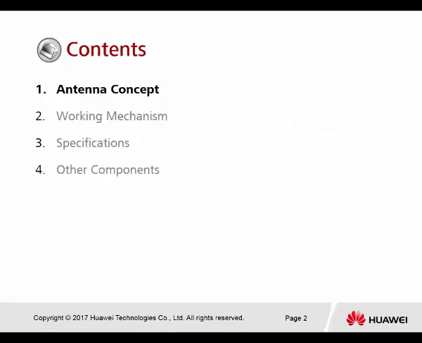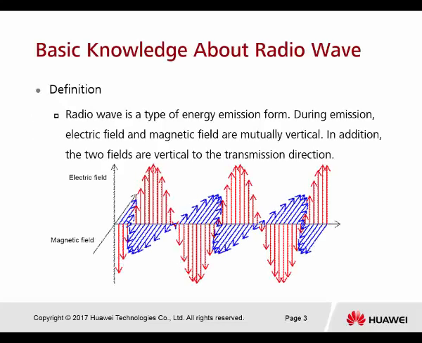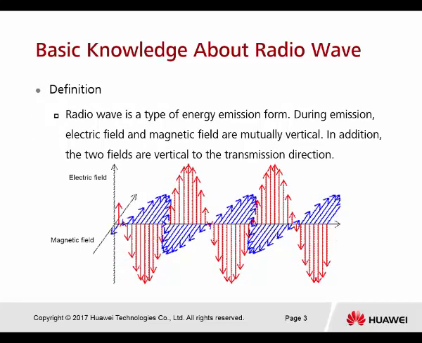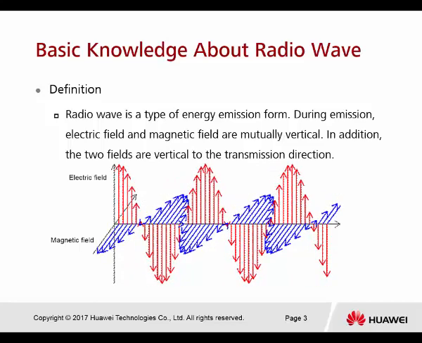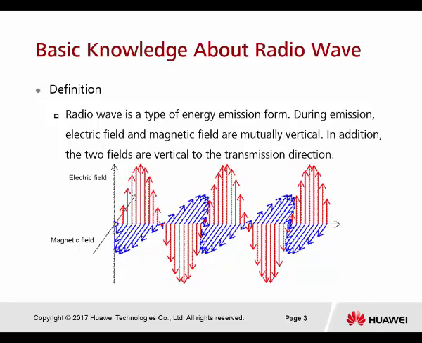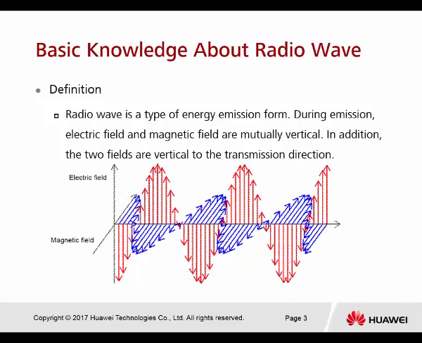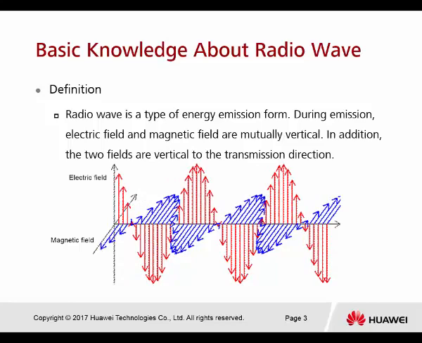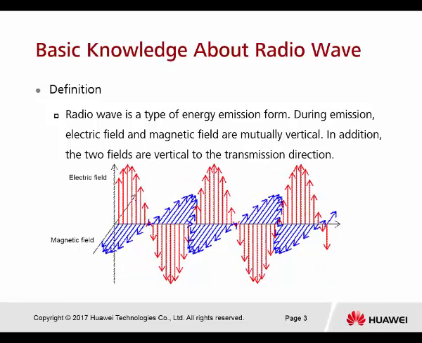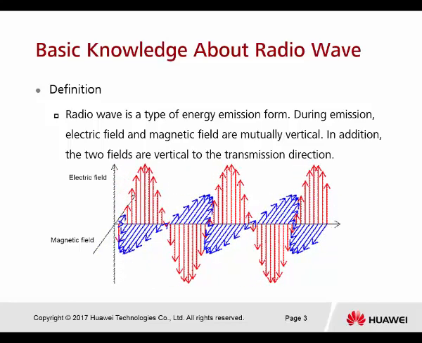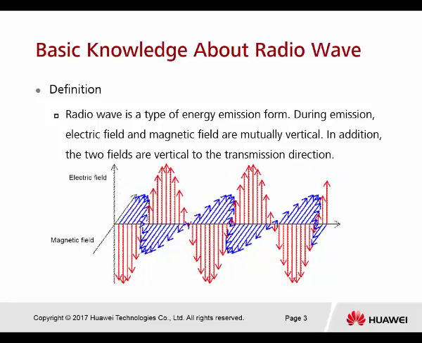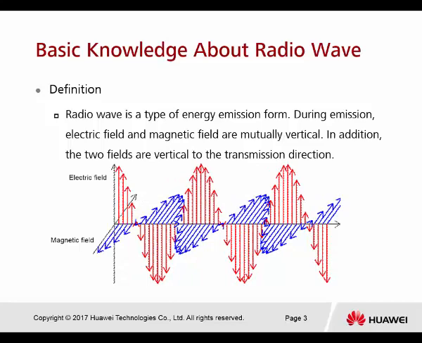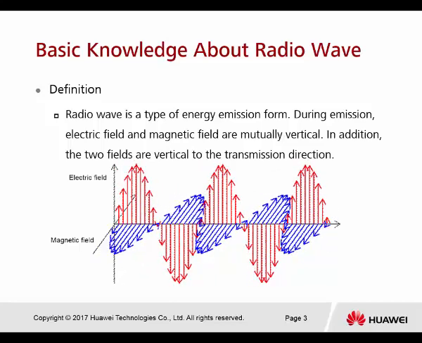Okay, the content number 1, antenna concept. So this is the definition. The radio wave is a type of energy emission form. During emission, the electric field and the magnetic field are mutually vertical. In addition, the two fields are vertical to the transmission direction. Because we know the electric field is always up and down, it can't move by itself, unless we use some other energy to push it.